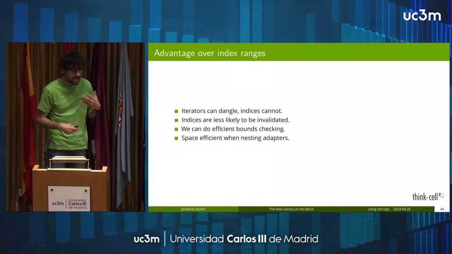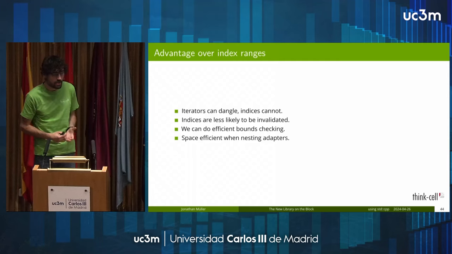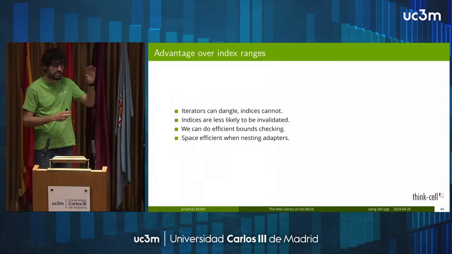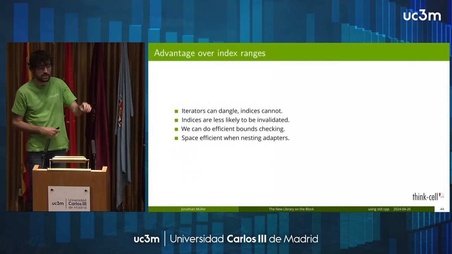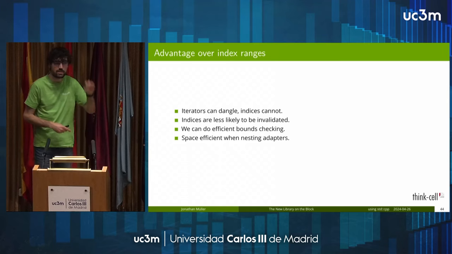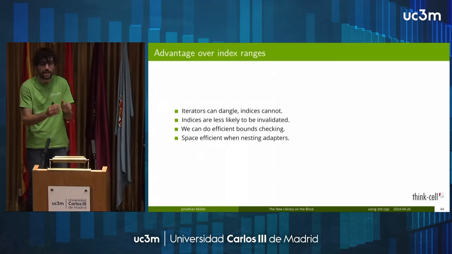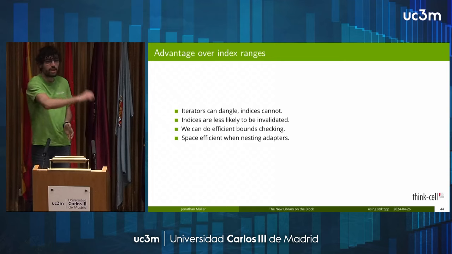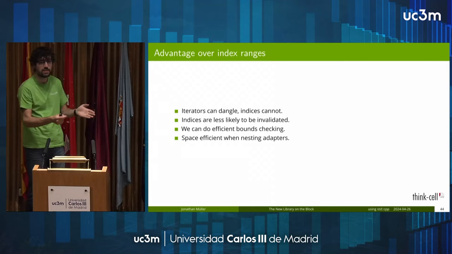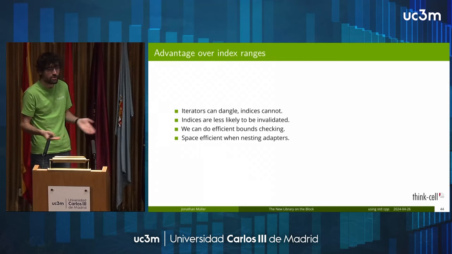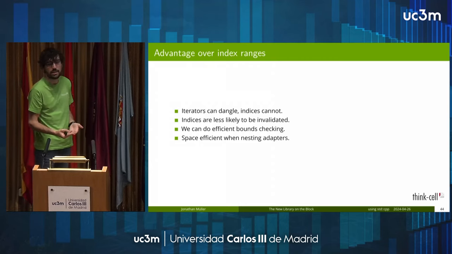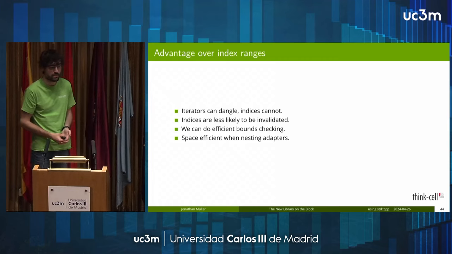However, index ranges are in many ways superior because an iterator can dangle. You can have a vector, you can have an iterator into that vector, and then you can destroy the vector, but you can still use the iterator. But you cannot do that with an index, because by definition, you can't do anything with an index. You need the range in order to access it. So once the range is gone, the index is just a piece of data that's lying around, so you will never have a dangling iterator using indices. It's just simply not possible.